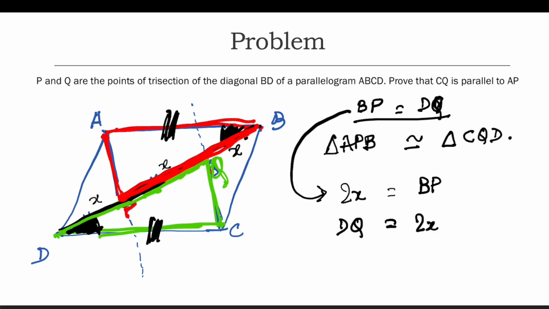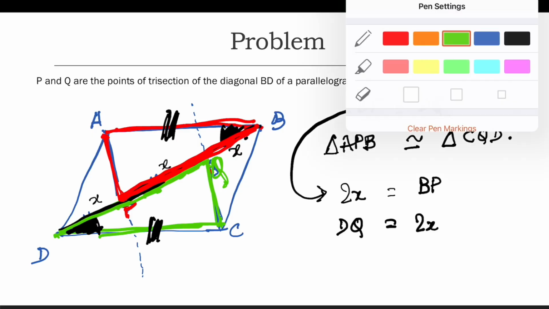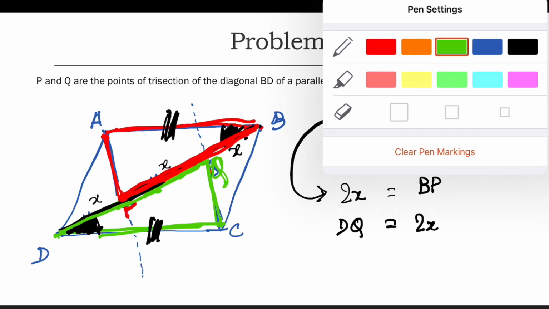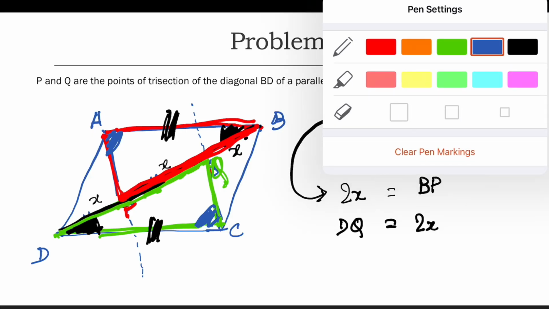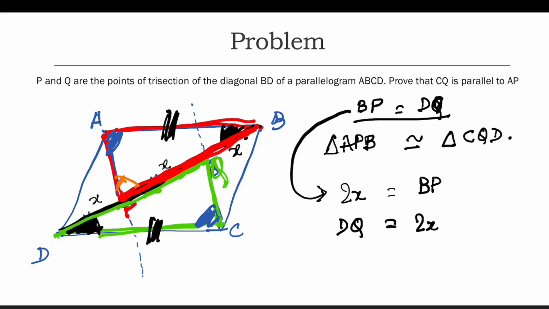So once that is proven, which basically means that corresponding angles also will be the same. Corresponding angles will be the same means this angle will be equal to this angle, and the second corresponding angle, which is this angle, will be equal to this angle, right? So corresponding angles are the same.